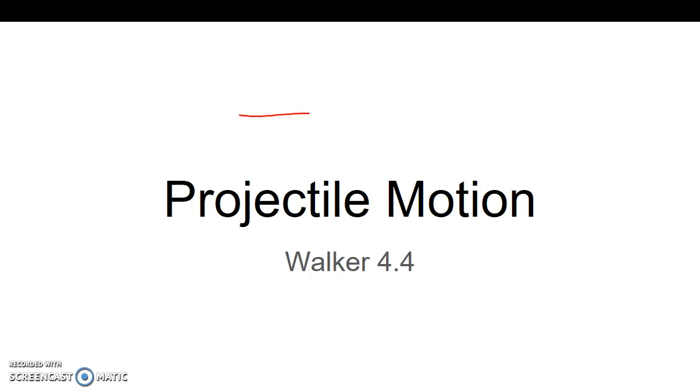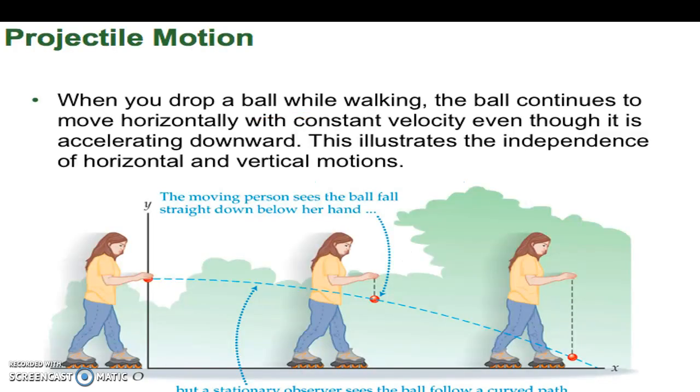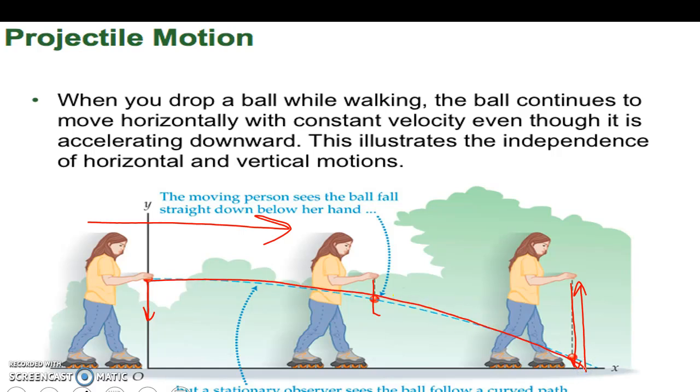Okay, last step in our journey through vectors is projectile motion. So what is projectile motion? Projectile motion is, for example, let's say you're moving, like this person is on skates, going in this direction. If you drop a ball while you're moving, the ball will travel with you, bounce right back up, and come to your hand. So what we see is the ball taking a path that is curved.